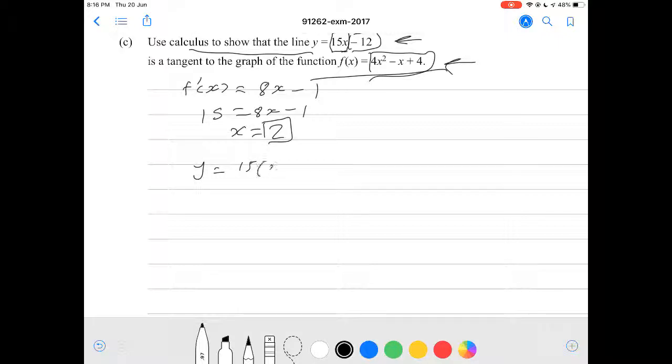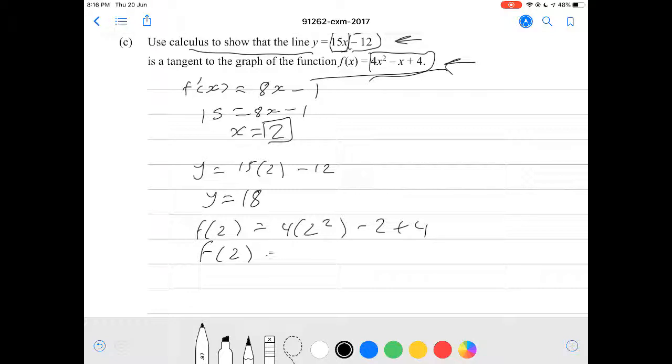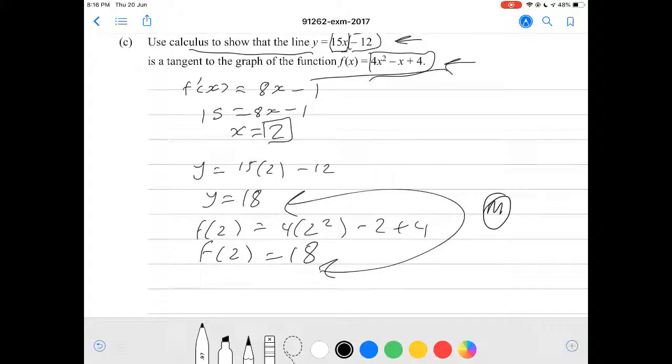So we're going to say y equals 15 times 2 minus 12. That should give us y equals 18. And if you substitute 2 into the function, that should also give us 18. So f of 2 equals 4 times 4 minus 2 plus 4, and therefore f of 2 also gives us 18. Because these two give us the same answer, it is the tangent of the graph. So getting all the way up to here will get you the merit grade. To get an achieved grade, you're looking at substituting 15. So about here, that'll get you an achieved.